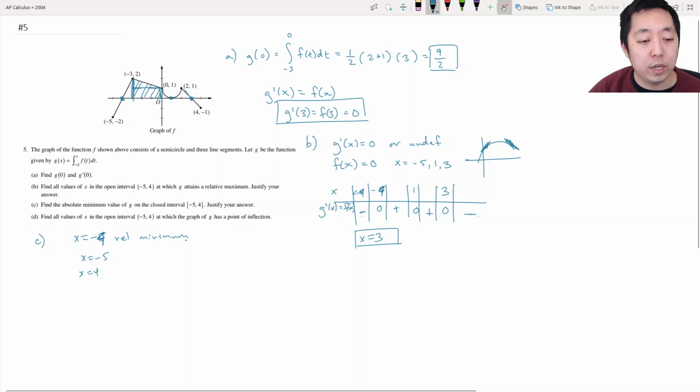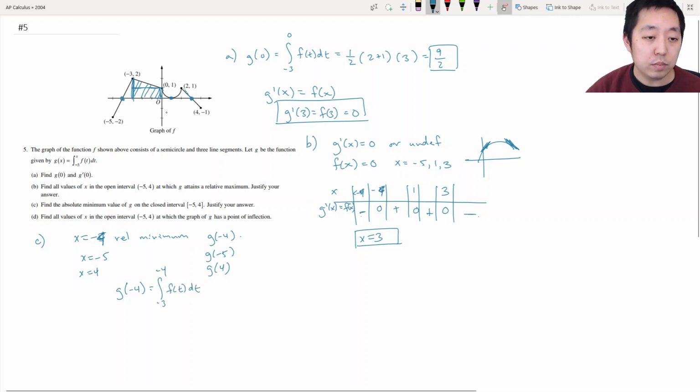And at that point, I'm just creating a table. I just need to compute what g of -4 is, what g of -5 is, and what g of 4 is. And I just need to compare which one is the biggest, or smallest, sorry. So let's go one at a time. G of negative 4, by definition, is the integral from negative 3 to negative 4 of f of t dt.